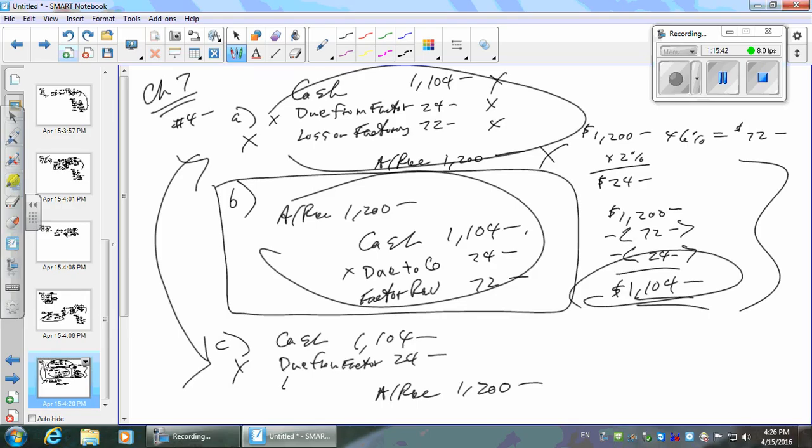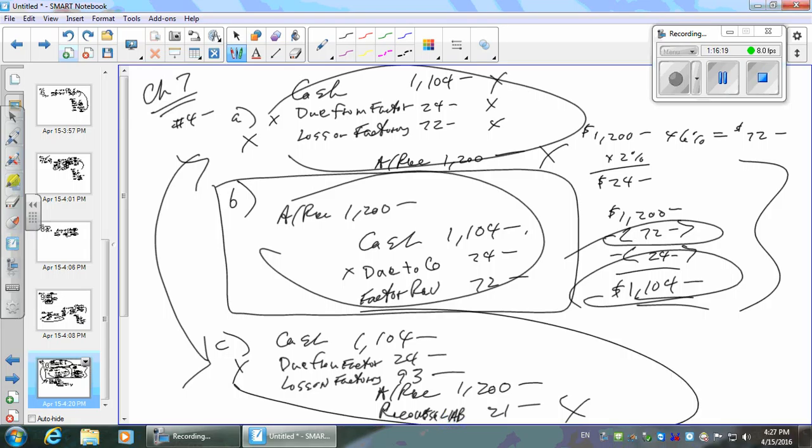Oh, the loss on factoring is going to be more. By how much? By 21,000. Why? Because we think we have a recourse liability of 21,000. So guess what happens? My loss isn't just the 72 fee they're charging me. I think I'm going to lose 21 more for the recourse liability. Make sense? Because I think they're never going to collect that much. So what's 72 plus 21? 93,000. I can't believe it. That's the whole thing. You're done.